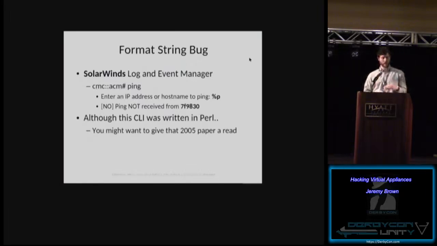This is in the SolarWinds Log and Event Manager. In the ping command, if you give it a %p, it will give you a memory address. And you might think, well, that's not exploitable. Well, it's probably hard, but there is a 2005 paper about exploiting format string issues in Perl, and maybe Python too, I'm not sure. But that was in the Log and Event Manager.